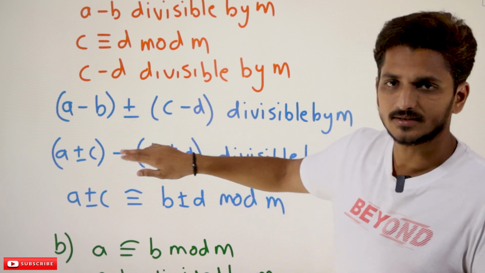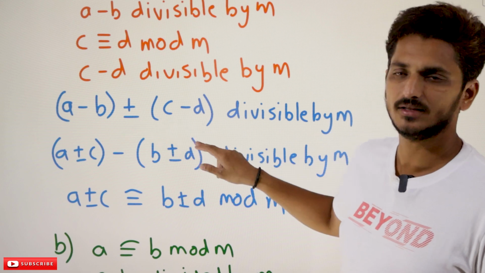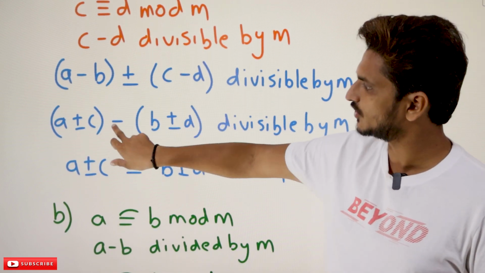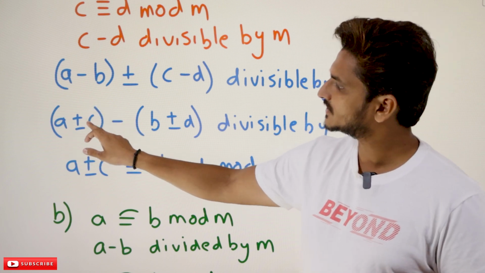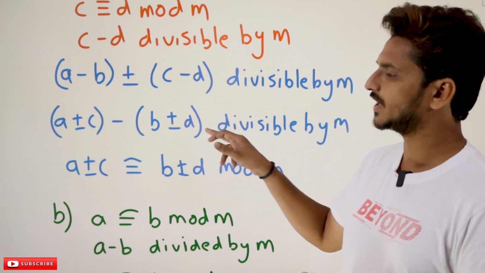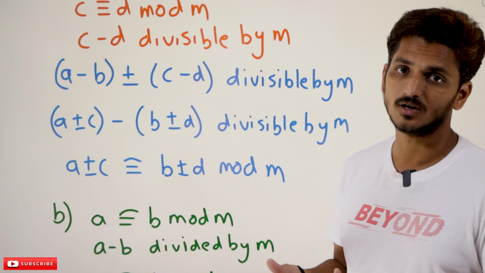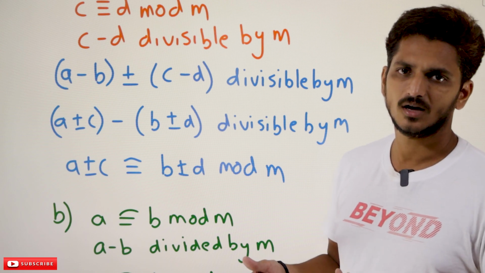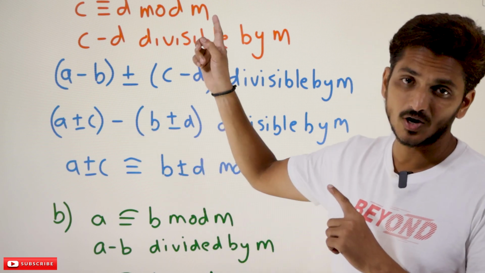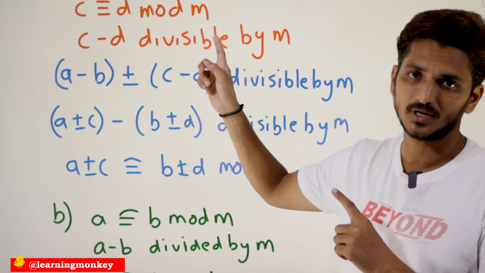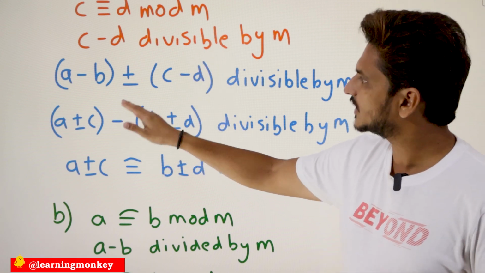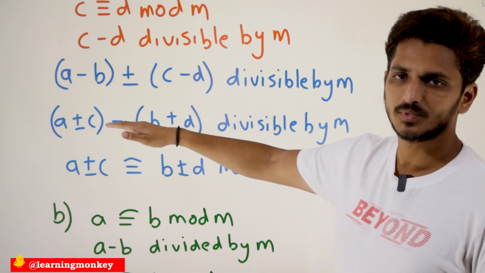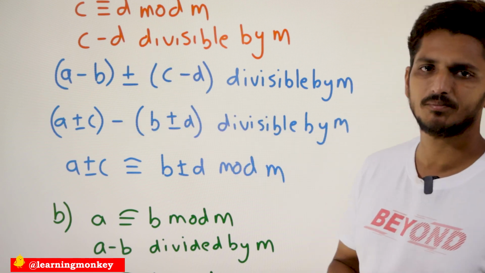This statement can be written like this. You take all the possibilities, you are going to get only this. This is how you are going to get A plus or minus C minus B plus or minus D. This type of possibility we have already seen in the first property above. You do it. So definitely from this we got this statement, it is going to be divisible by M.